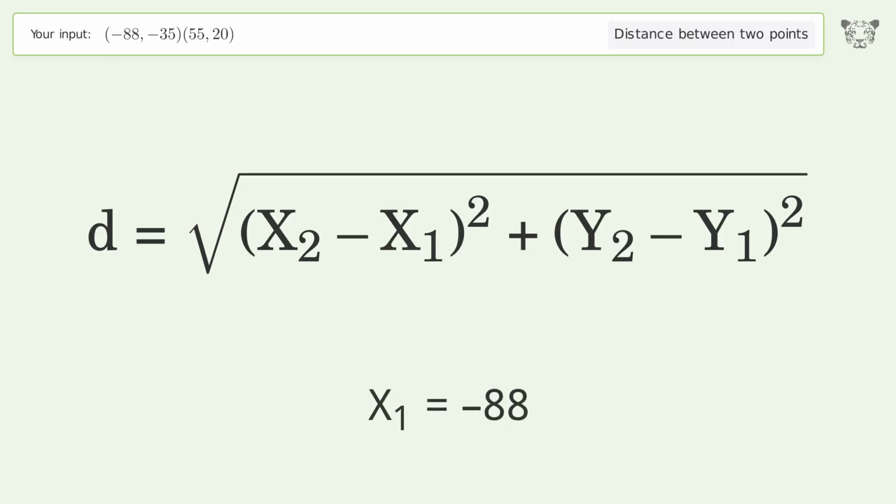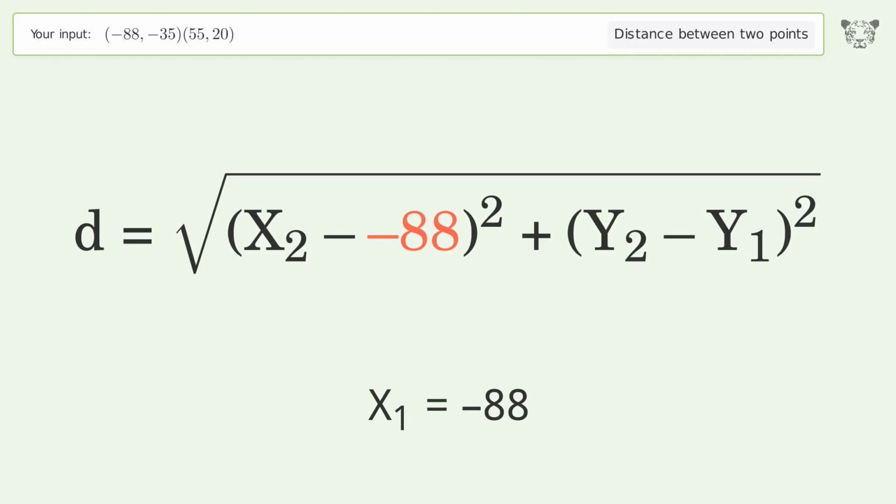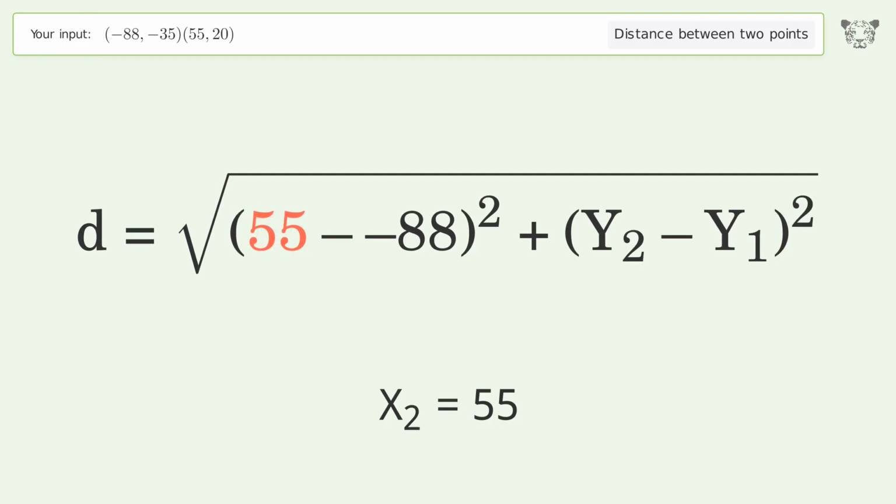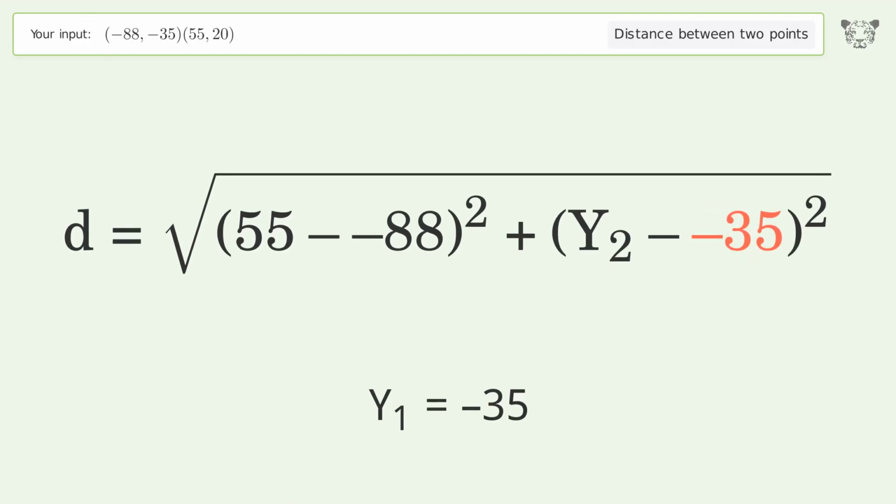x1 equals -88. x2 equals 55. y1 equals -35. y2 equals 20.